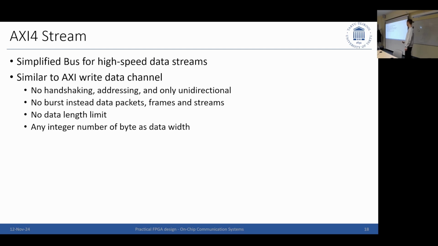And then the other important part is that the bandwidth needs to be an integer number of bytes. That's the only constraint. It makes it quite simple from that point of view.